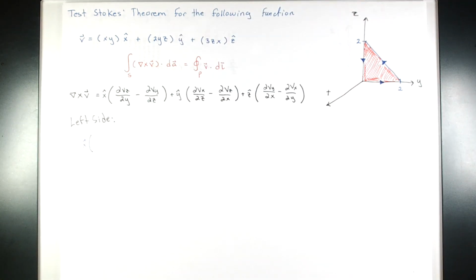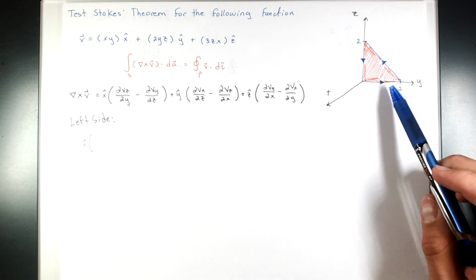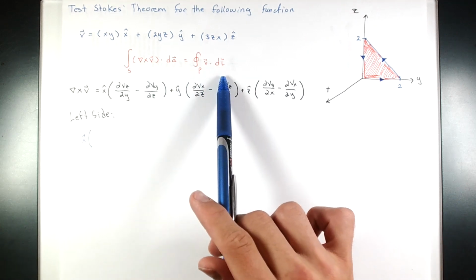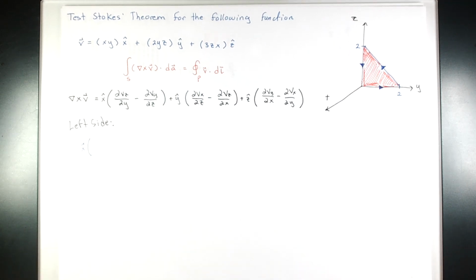Hello everybody, in this video we are going to be solving the following problem that asks us to test Stokes' theorem for the following function using this triangular shaded area that I have depicted here. The way we're going to do this is we are going to independently solve each side of the equation and then we're going to compare the results, and in theory they should be equal.